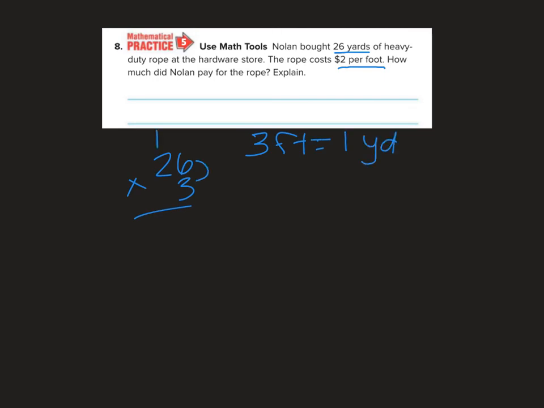So 6 times 3 is 18. 3 times 2 is 6, plus 1 more is 7. So he bought 78 feet of heavy-duty rope. Now I know that the rope costs $2 for 1 foot, so I just need to multiply 78 times 2. 8 times 2 is 16. 7 times 2 is 14, plus 1 more is 15. So he spent $156 on his rope. Here's my work for my explanation.